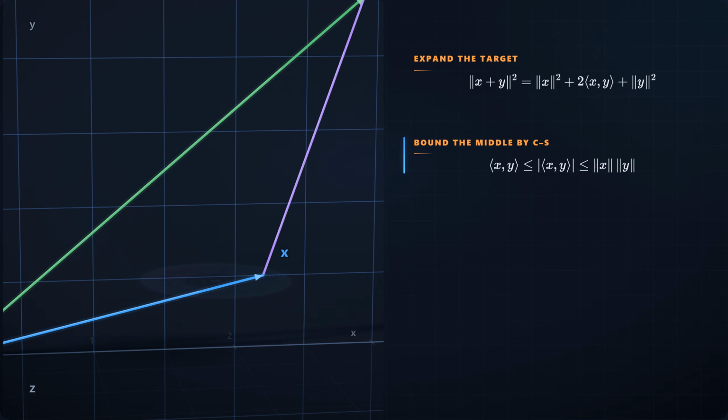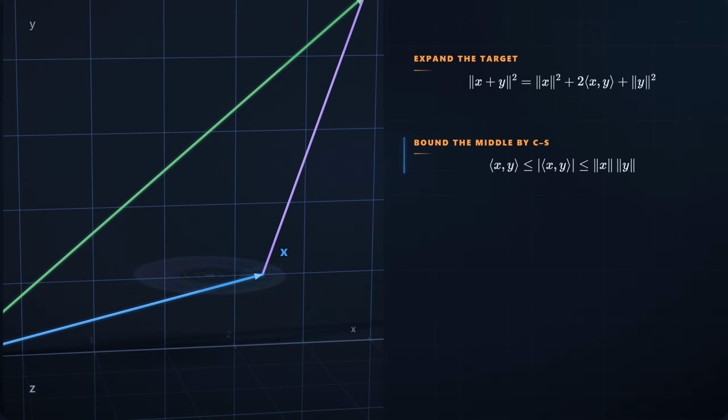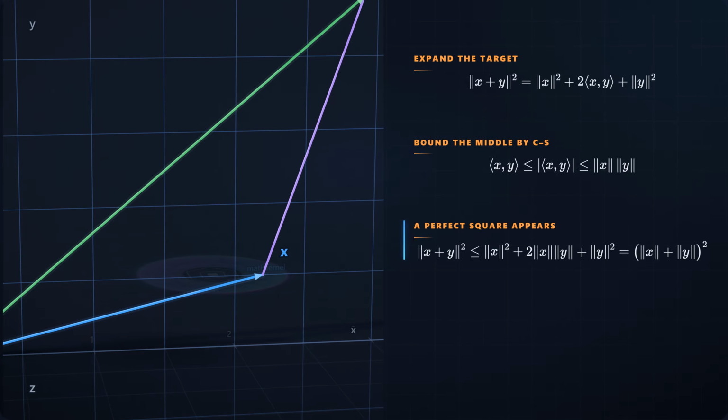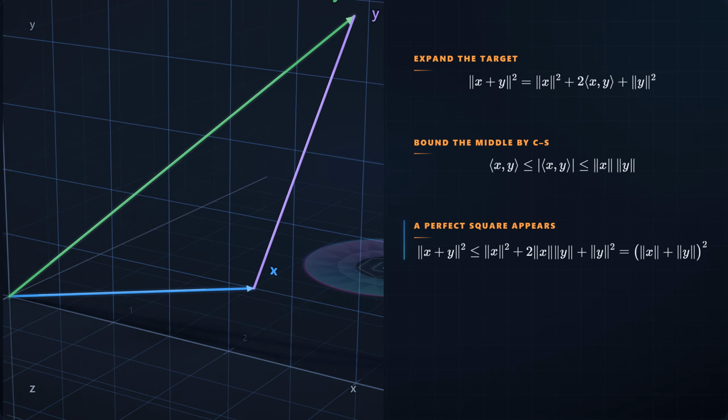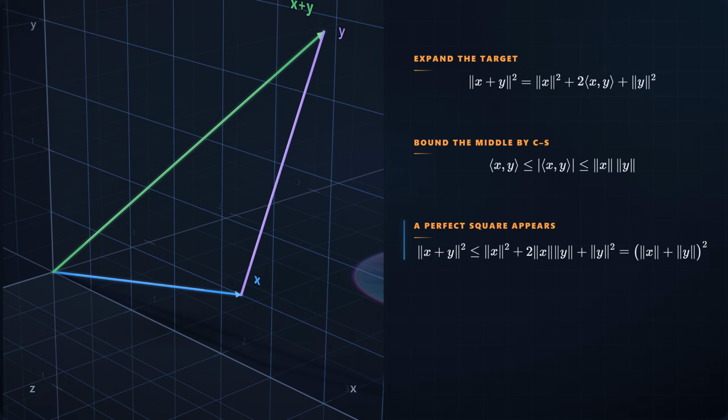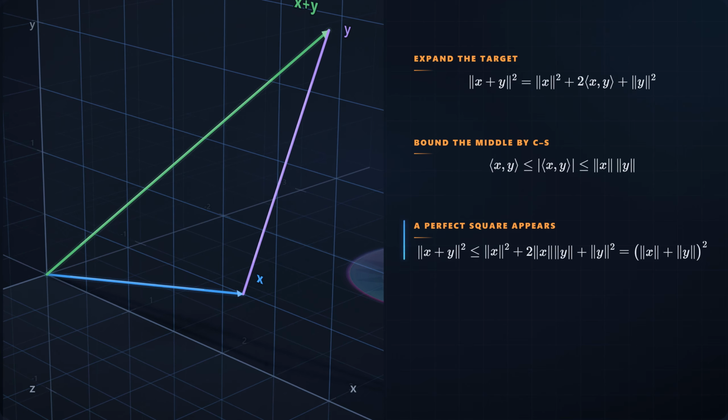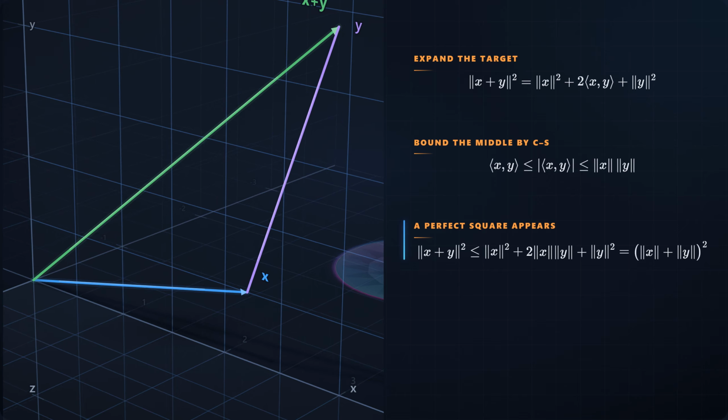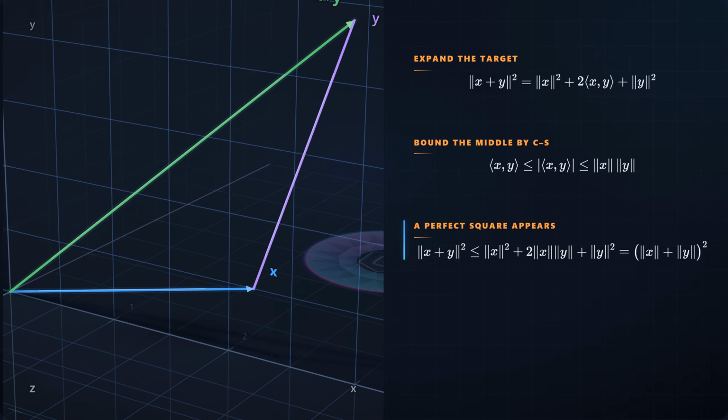Cross two bridges. The scalar product is at most its own absolute value, and by Cauchy-Schwarz that absolute value is at most the product of the lengths. Replace the middle term by that upper bound, and the right-hand side becomes a perfect square. Norm of x squared plus twice norm x norm y plus norm of y squared, exactly the norm of x plus the norm of y, all squared.